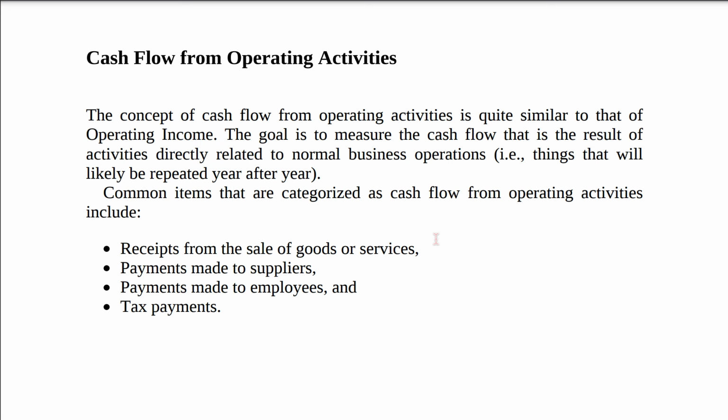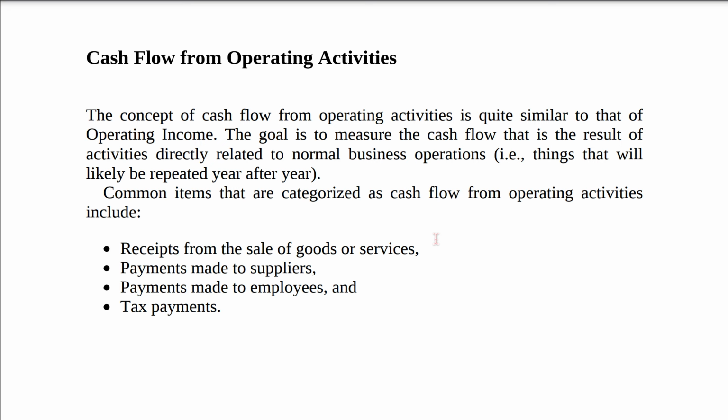The concept of cash flow from operating activities is quite similar to that of operating income. The goal is to measure the cash flow that is the result of activities directly related to the normal business operations, that is, things that will likely be repeated year after year. Cash flow from operating activities is as good as operating income calculated in the income statement. The goal is to measure what cash the company is earning from its main operation. Main operation means the day-to-day activities that the company performs, the main income source of the company. Okay, main business operations of the company.